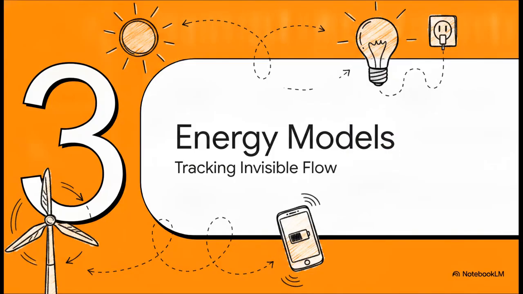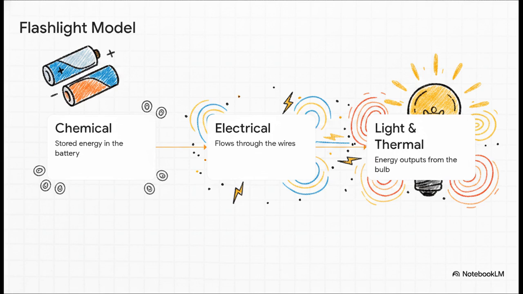All right, let's jump to section 3, energy models. Let's track that invisible flow. Let's see how this actually works with something simple, like a flashlight. So our system here is the flashlight itself. We start with chemical energy stored inside the battery. When you flip the switch, that chemical energy doesn't just disappear, it transfers. It becomes electrical energy flowing through the little wires.